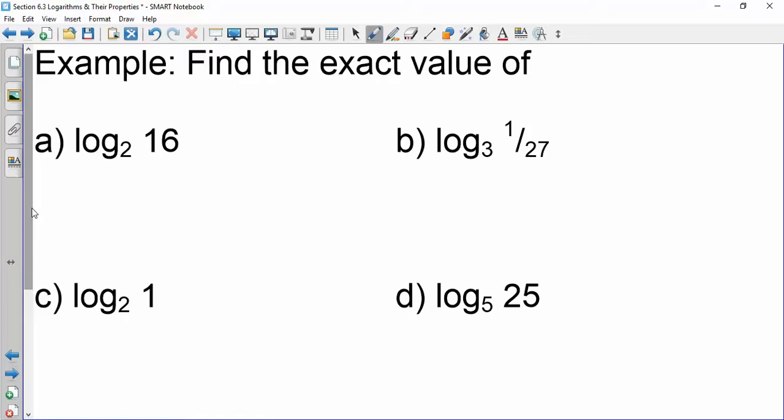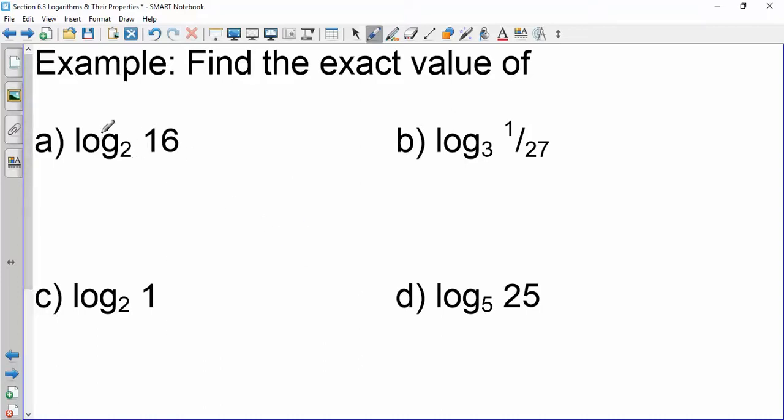I do want to caution you. Some calculators let you change the base, but if you're looking at your calculator on your Chromebook, you have this log button, and you notice we want log base 2. If you use the log button on your calculator, that is actually log base 10. So if you just type log 16 in your calculator, you will get the wrong answer. We can't use our calculator unless it's base 10. So we have to actually think about this one. Couple ways of doing it.